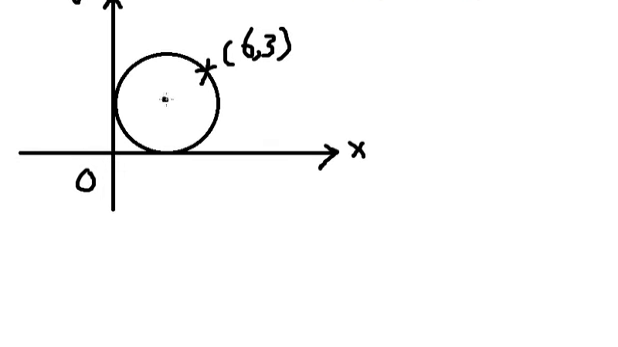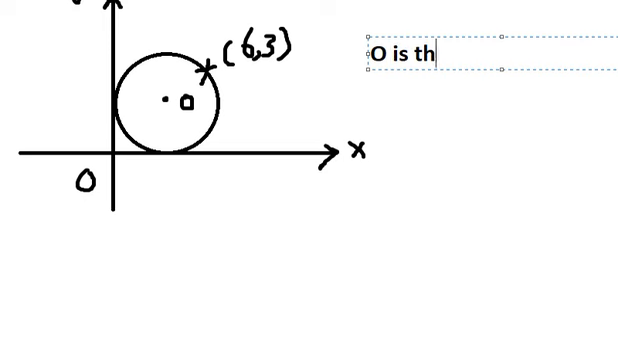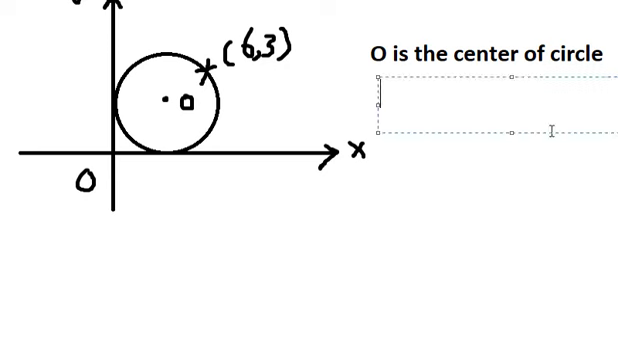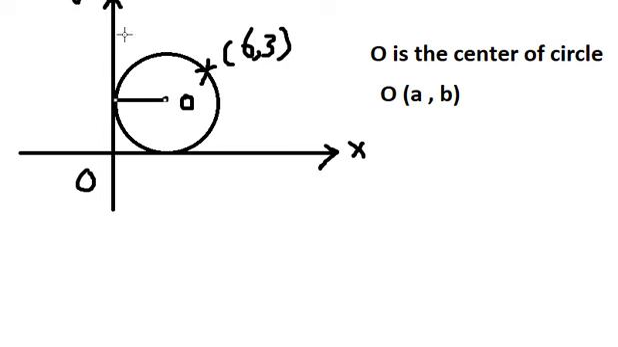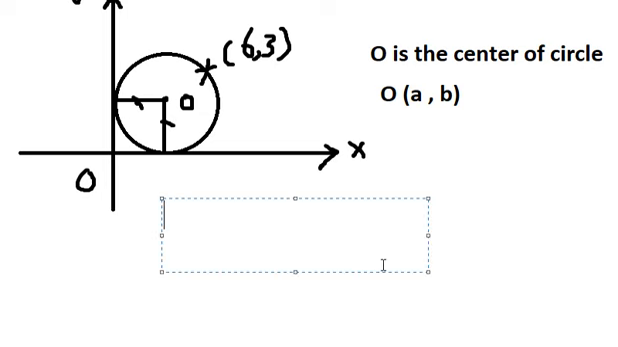Next, we put this point in here, that's O, and we know that O is the center of the circle. So I will put O as (A, B). A represents x, B is y. We know that the distance from O to the y axis and from O to the x axis should be the same, because this is the radius of the circle.